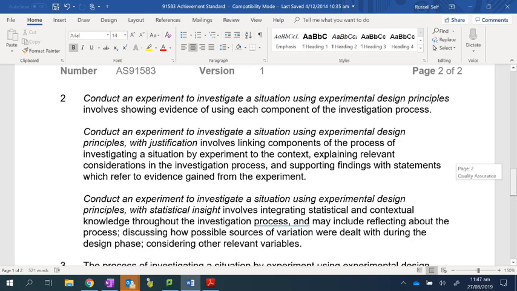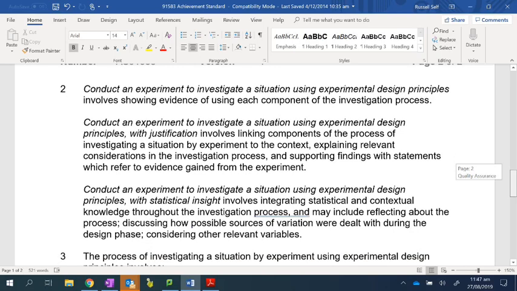So we're going to conduct an experiment to investigate a situation using our experimental design principles that involves showing evidence of each component of the investigation process. So you're going to look at each piece of the process and make sure they're all there. And we'll go through these and work together to make sure that you understand what they all are and how they work together. Okay?